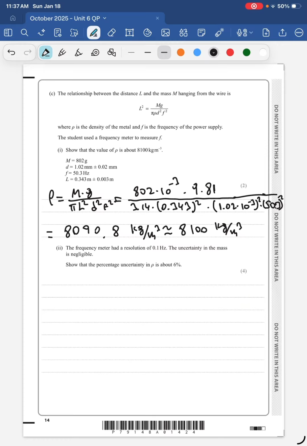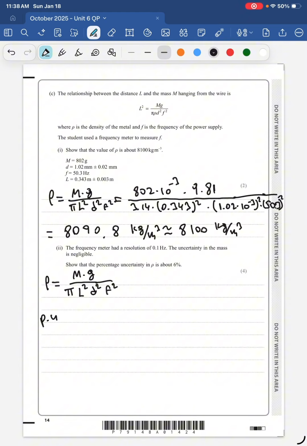Okay, part 2. The frequency meter had a resolution of 0.1 hertz. I guess you can interpret that as the uncertainty in the frequency, okay? And the uncertainty in the mass is negligible. Show that the percentage uncertainty in rho is about 6%. Okay, so let's first write down rho, which is M times G over pi L squared D squared F squared, okay?